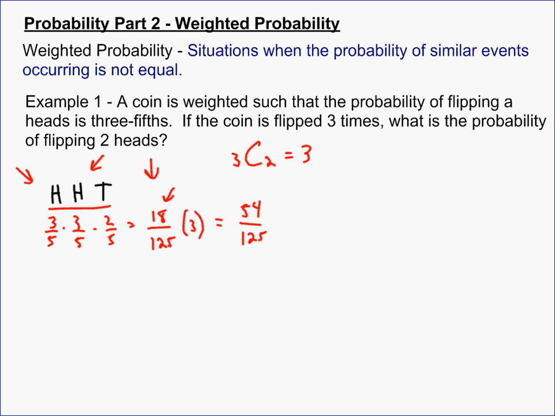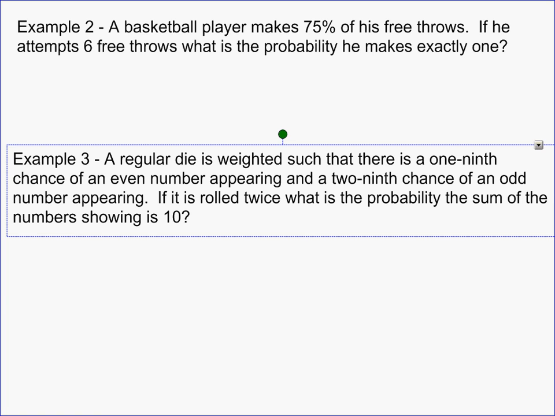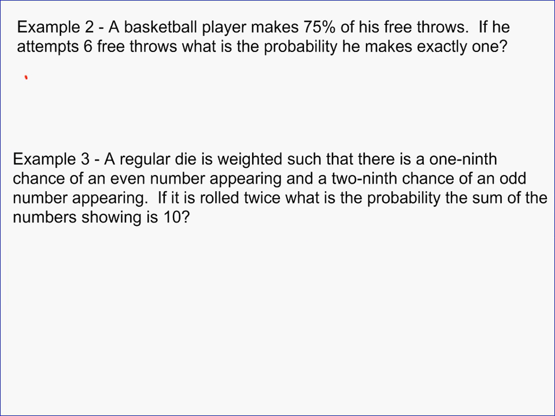So the technique is to use one example of how to do this, and then find out how many examples are the exact same as that one. Okay, another similar problem is the basketball player example. The basketball player makes 75% of his free throws. If he attempts 6 free throws, what is the probability he makes exactly 1? Well, it's not 75%. It's going to turn out to be much lower than that.